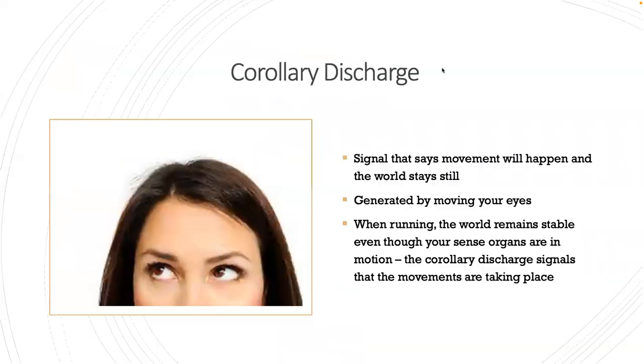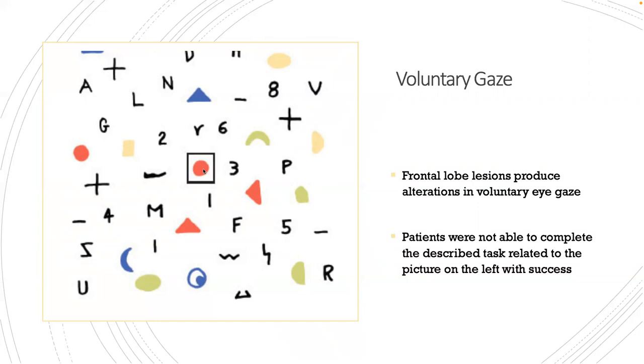So here you'll see the red circle in the middle would have been the only one. And then the task is to identify the matching pattern by pointing to it. So they should be able to point to the red circle on the left-hand side of the picture over here. Patients with frontal lobe lesions were impaired at finding the duplicate.